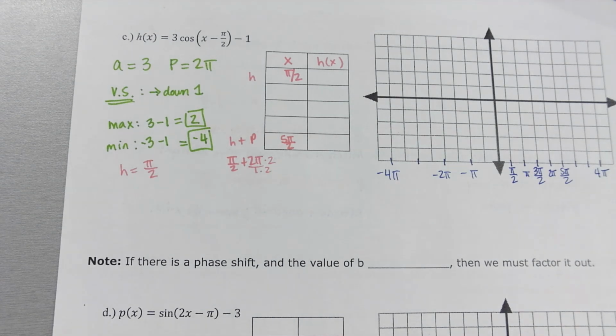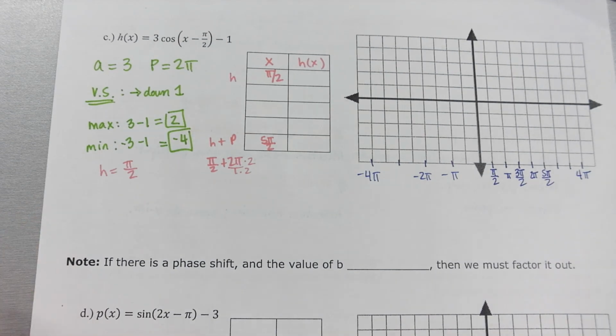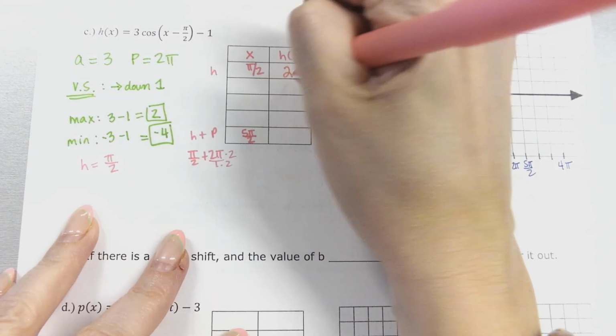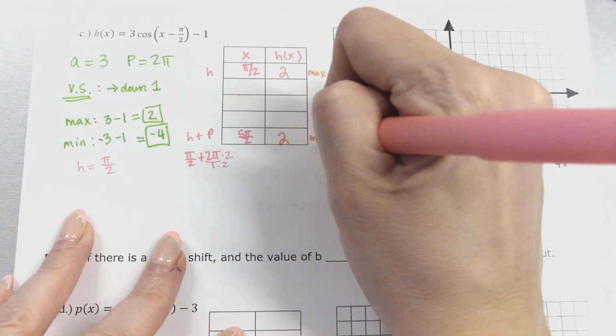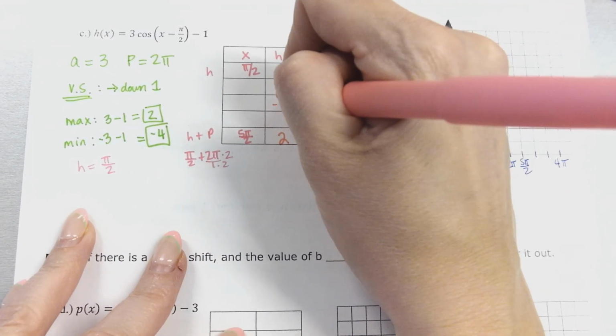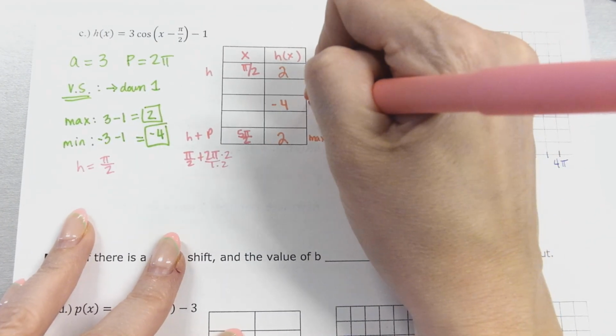So sometimes that can help. And this is cosine. So with cosine, you're going to start at your max. So we saw the max was 2. And then you end at your max. And then halfway is your min, which we calculated was -4.